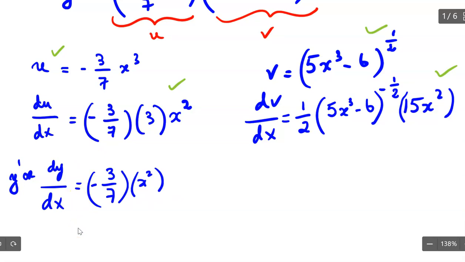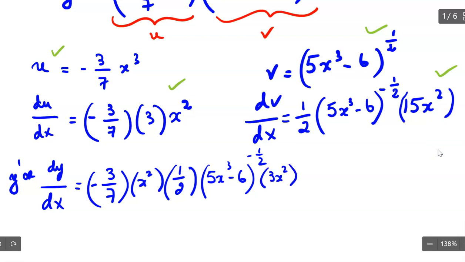Then I have to multiply with dv over dx, which is the entire expression here. So I'm going to multiply by a half, and then multiply by 5x cubed minus 6 raised to the exponent negative half. Take a look at 15x squared. I'm going to write 3x squared times 5. You want to make that into factors, because the concept of common factoring is that you pull out the factors that are common to both expressions.